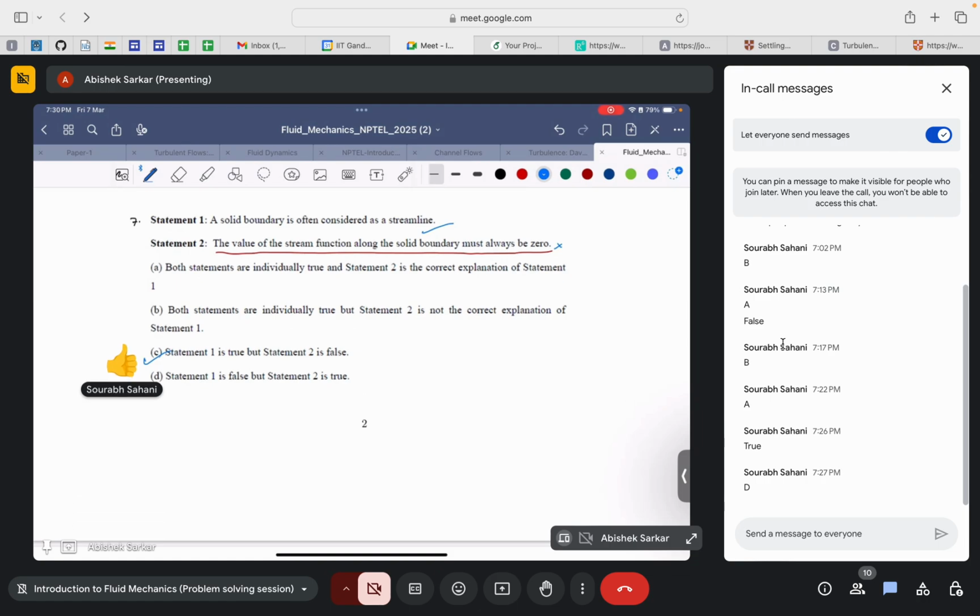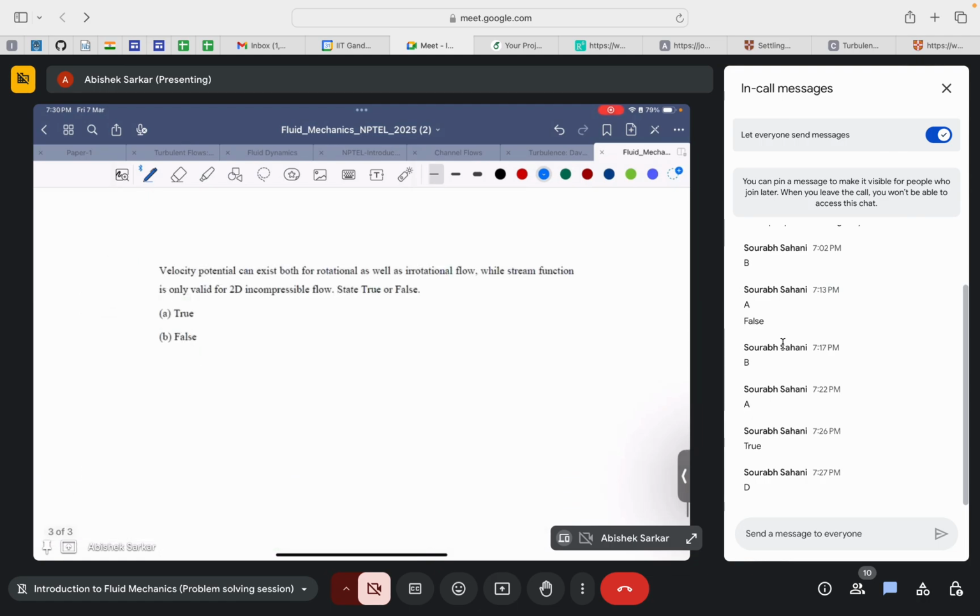Okay, thanks, Saurabh. So the final question is again very simple. Velocity potential can exist for both rotational as well as irrotational flows, while stream function is only valid for 2D incompressible flows. State true or false.